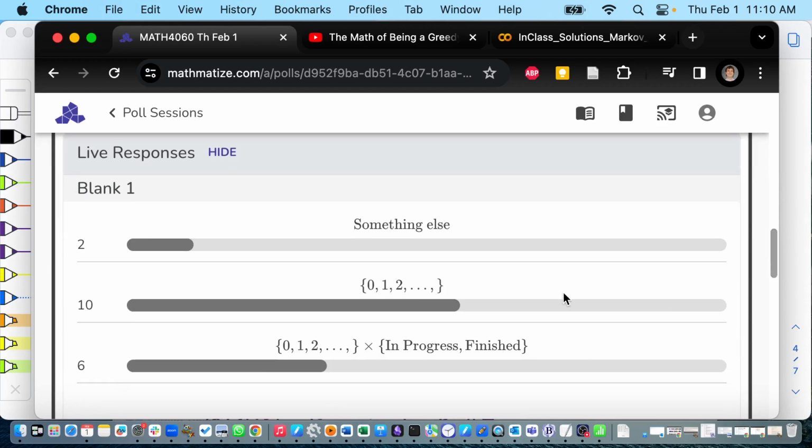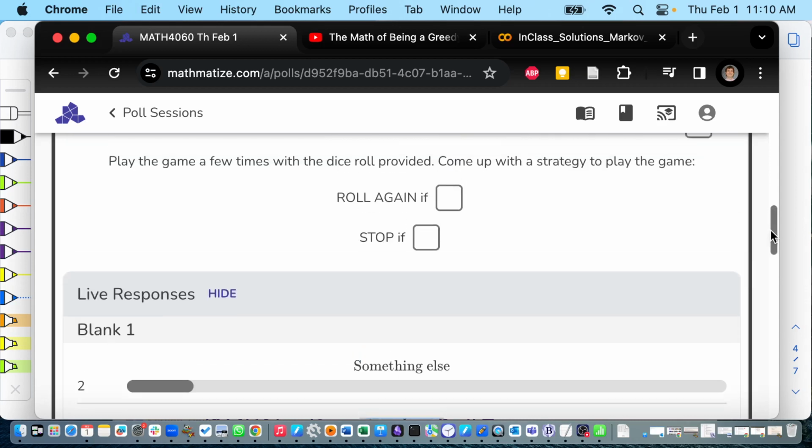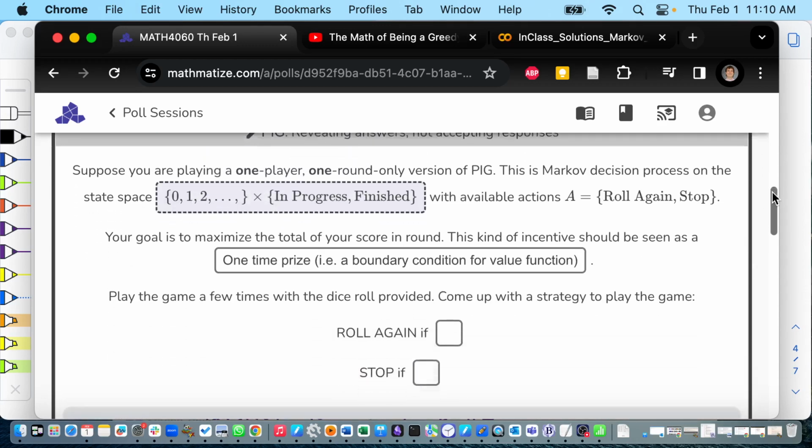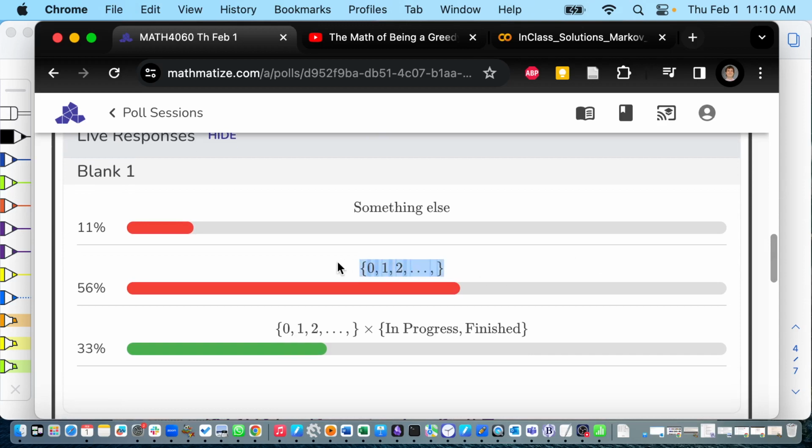It worked. Okay. So 10 people said it's 0, 1, 2, 3, and so on. 6 people said 0, 1, 2, and so on, up to times in progress or finished. Something else is a possible answer, but this one that most people chose is not a possible answer. So that one is not right. Let's take a look. So here we go. This one can't be right. I'll let you think about it for a sec. Maybe someone can tell me why this one can't be right?